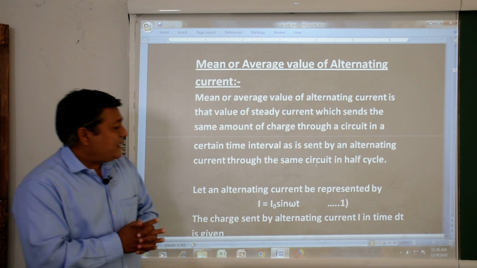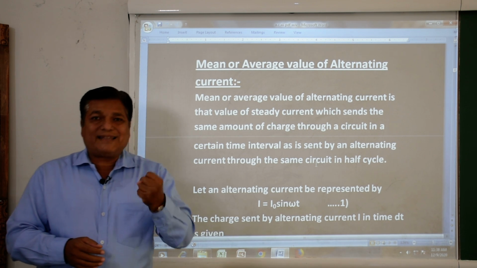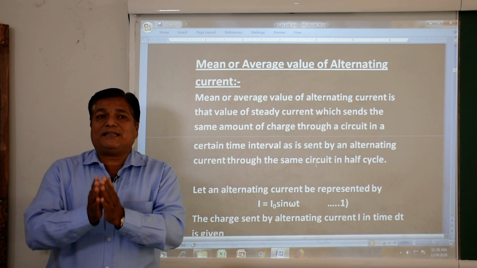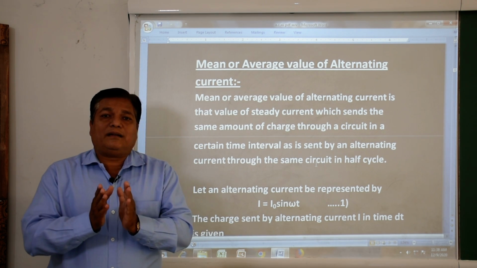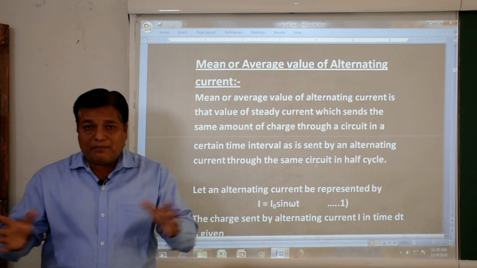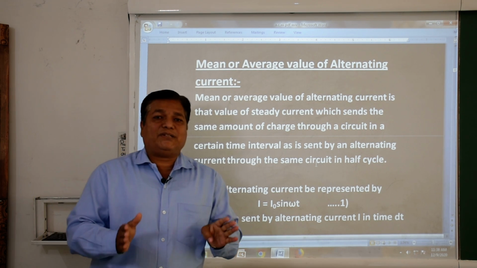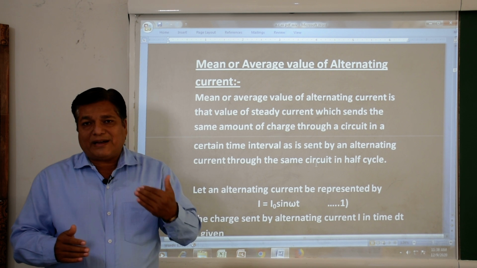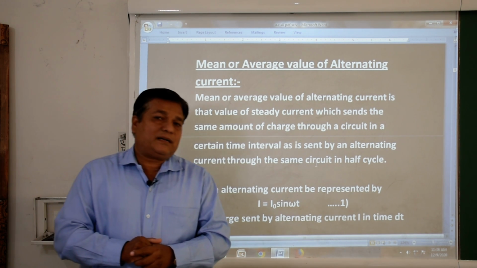We can compare how much charge is sent by AC current in its half cycle; the same amount of charge can be sent by DC current in a fixed interval of time. When we compare these two, we will be able to measure the mean or average current. So here we are going to use the effective method to measure the mean or average value of alternating current.